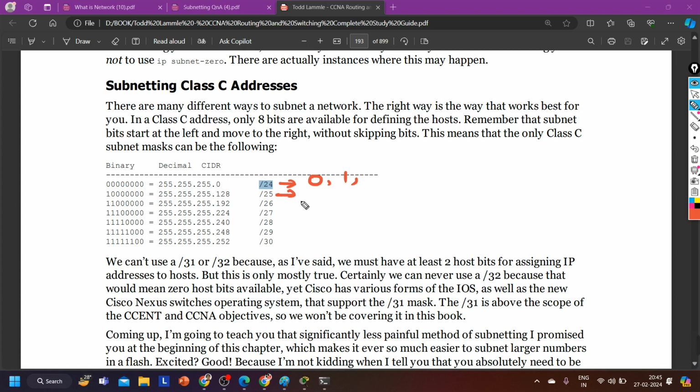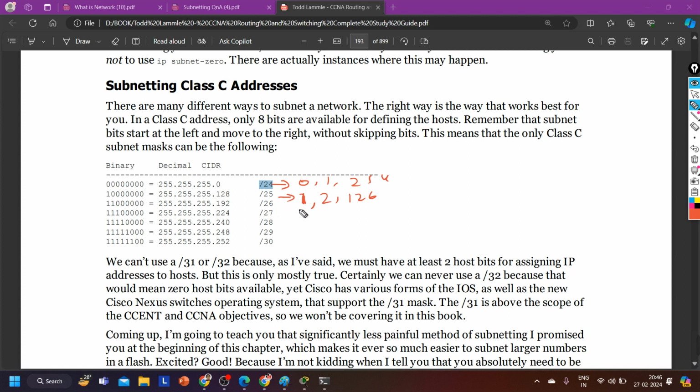From /25, how many bits did I borrow? One bit. So how many networks do you have? Two networks. And how many valid hosts will be there in one network? 128, sorry, 126. Yes, 126. One bit we borrowed, two networks, and network ID and 126 valid IDs. Very good.